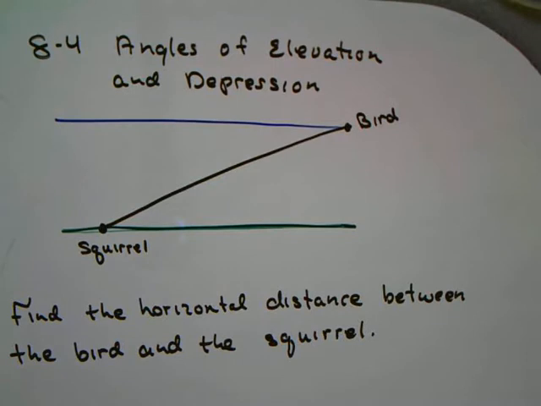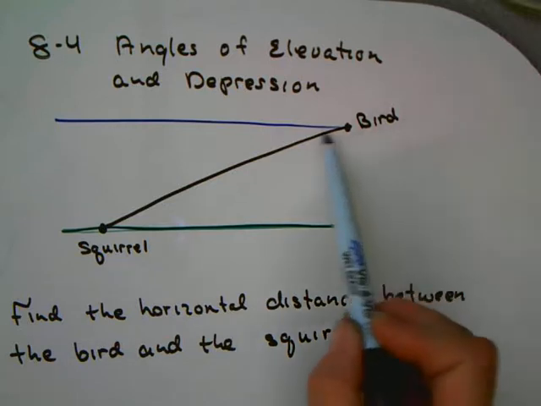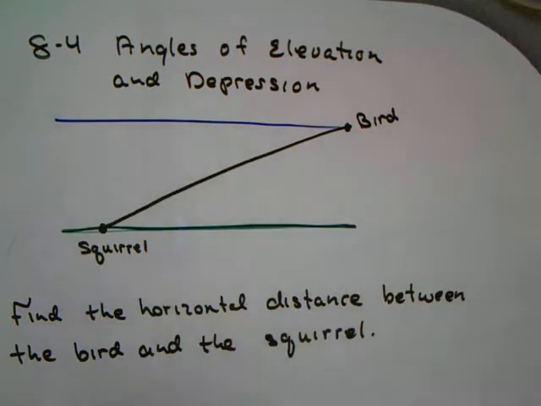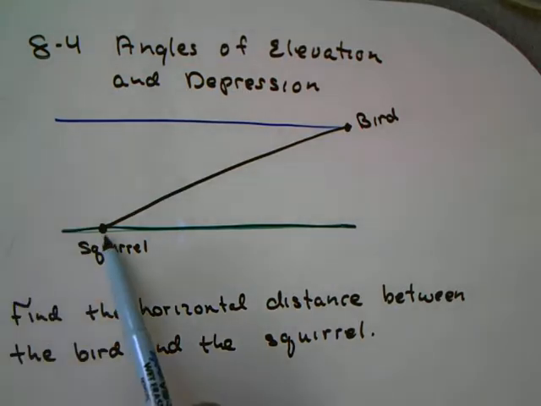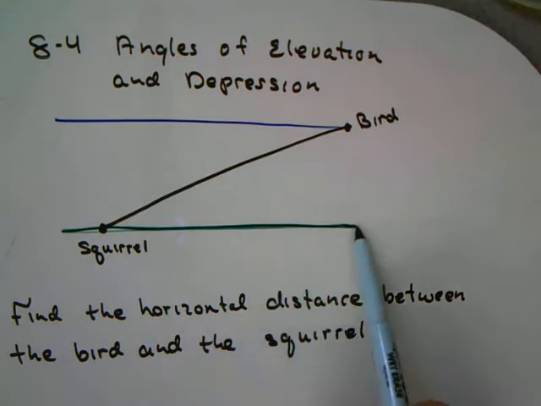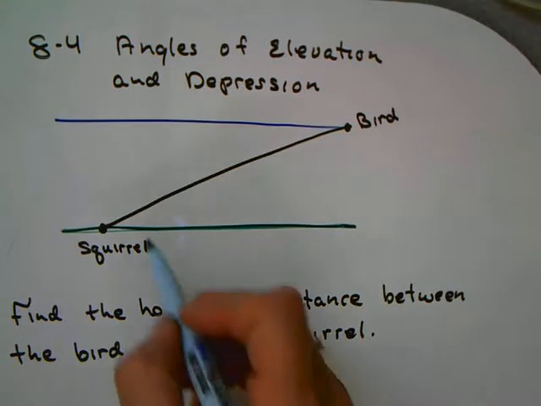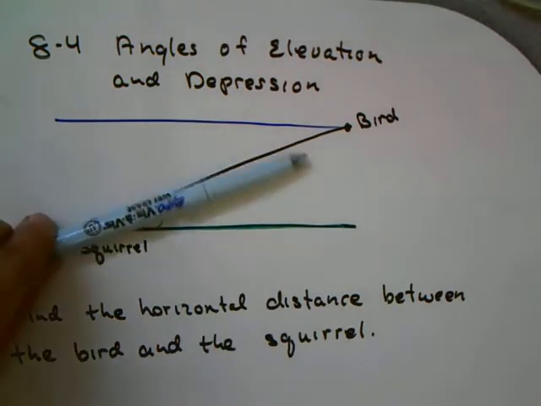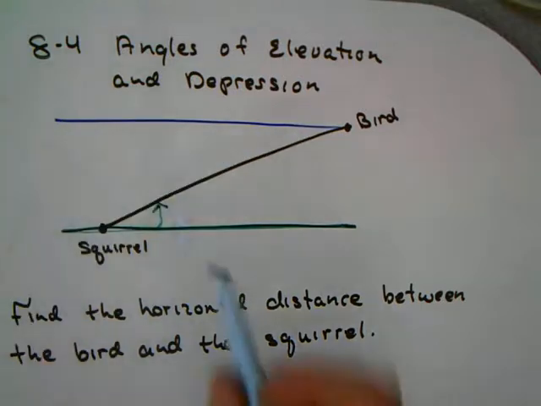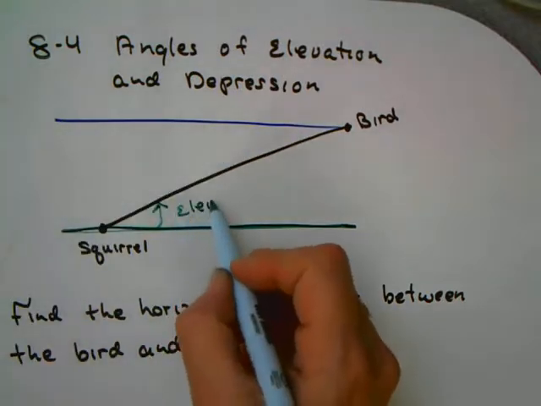So let's take a look at what we've got here in the picture. We have a bird, and he's flying straight ahead through the skies, and he's looking straight. So this is a nice horizontal line. We have a squirrel on a nice flat plane, and he's looking this way. Now, if the squirrel sees the bird and looks up, so he was looking horizontal, and then he tipped himself and looked up, that's an angle of elevation, because he went from horizontal to looking up.